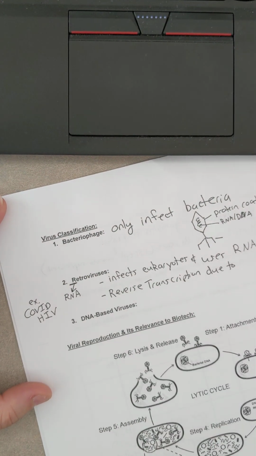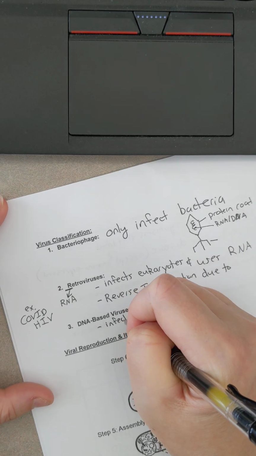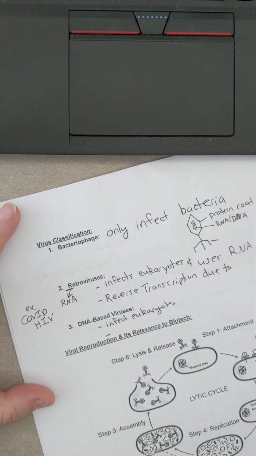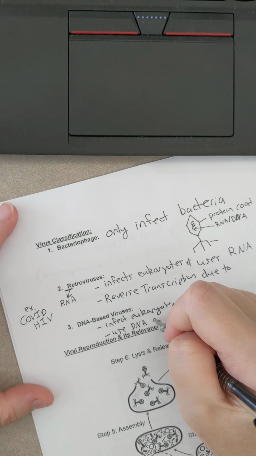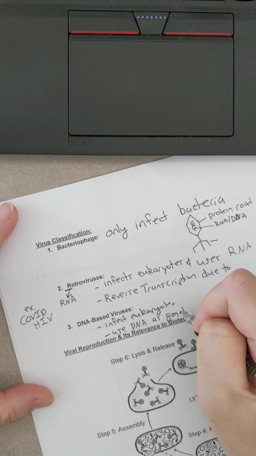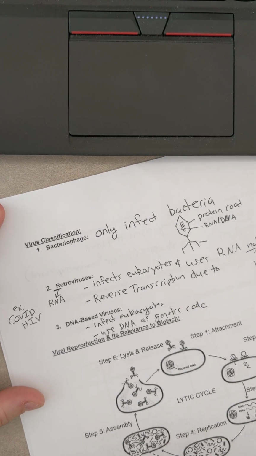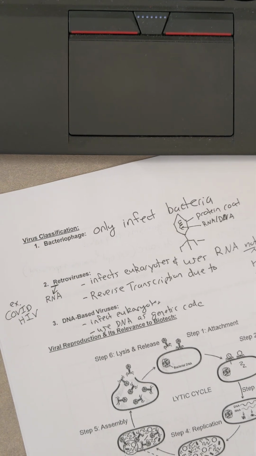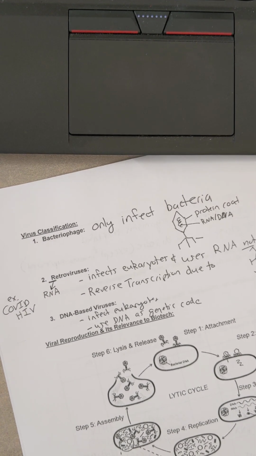Now, the third category are DNA-based viruses. These also infect eukaryotes, but they use DNA as their genetic code. That means they don't contain reverse transcriptase because they don't need it, because they just insert their DNA into us when they infect us, the dirty, dirty little DNA-based viruses.